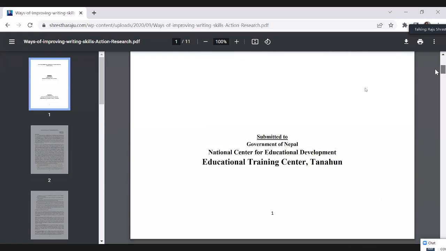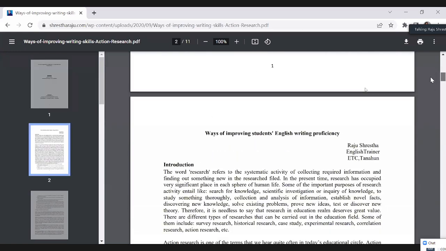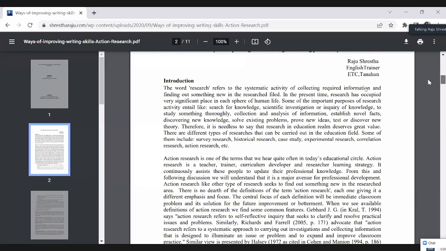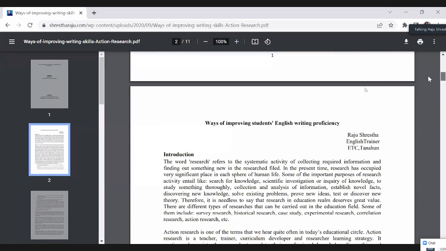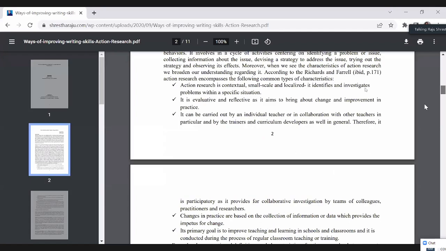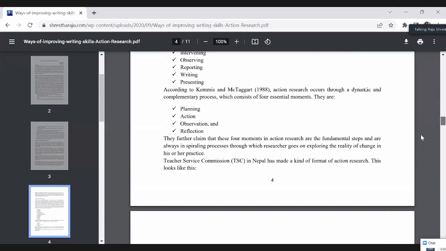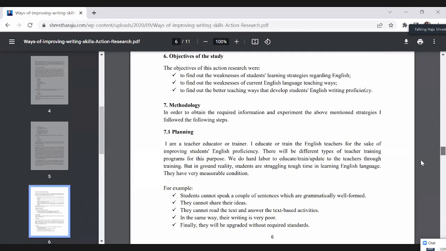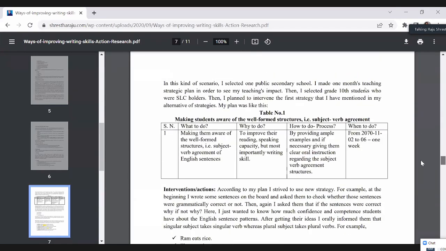When I was in the training center in Tanahun, at that time I conducted this. You don't need to write all of this, just a little introduction. Here I have written a lot of introduction. So about research and action research I have written here. And the main part is what? The main part is this planning. Planning, how to do it? It should be done like this.